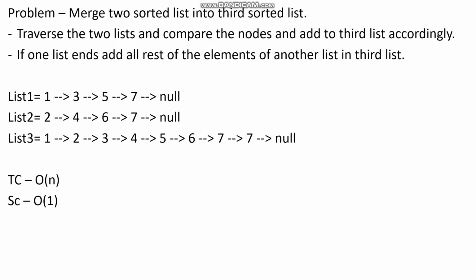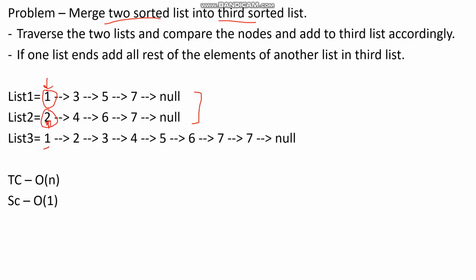So here is the problem statement. We are given two sorted linked lists and we have to make a third sorted list out of these two linked lists by merging. So the solution is simple: we will iterate both the linked lists at a time and we will compare the elements of the lists, and according to that we will be putting the elements in the third list.